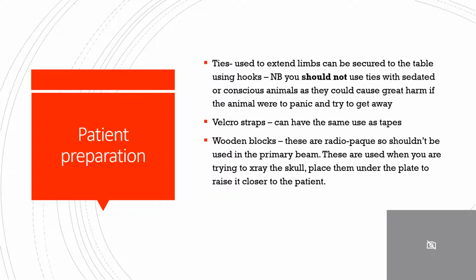Ties. We do use them to extend limbs, and they can be secured to the table. As already stated, do not use with sedated or conscious animals. The reason behind this is that it could cause the animal great harm if the animal were to panic and try to get away, i.e. trying to get away from the actual procedure that we're carrying out. If they were tied to the table, they could really injure themselves, potentially fracture or break limbs, so we must not be using them with patients that are not anaesthetised.